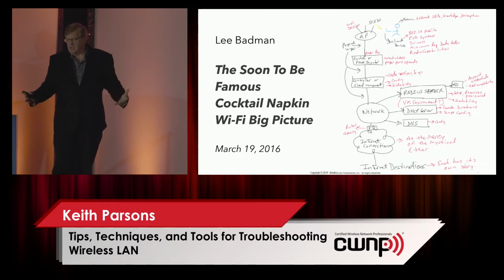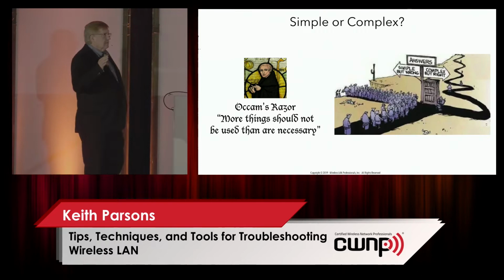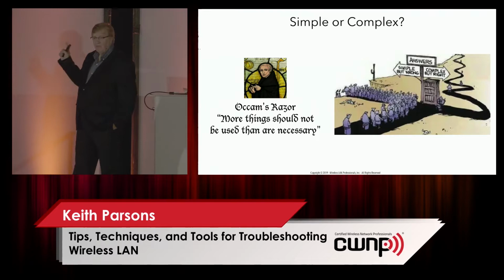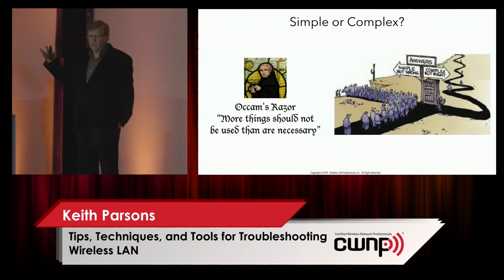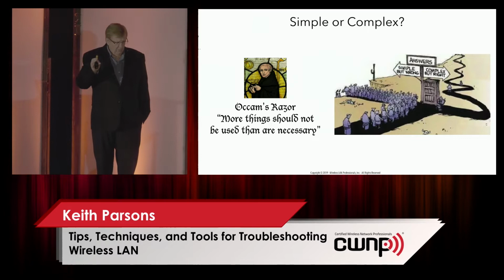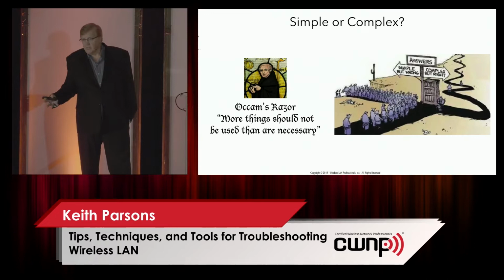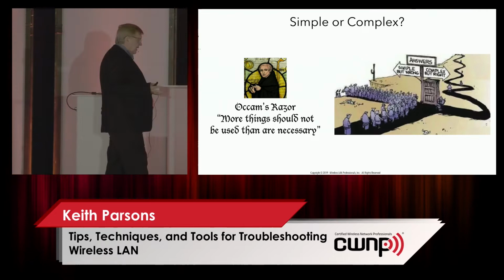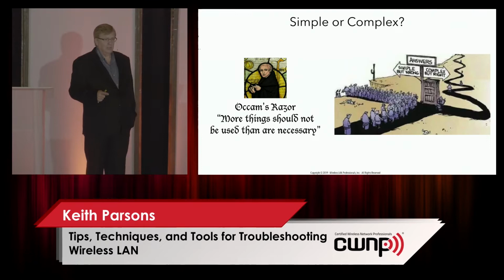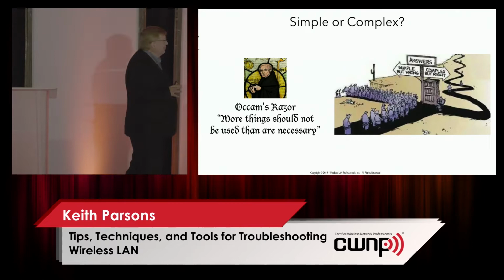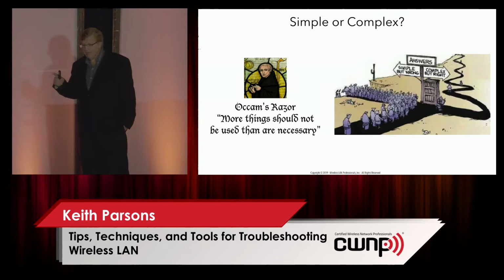Okay, so is troubleshooting Wi-Fi a problem on the left or a problem on the right? On the left is Occam's razor. Occam was a priest hundreds and hundreds of years ago, and what he said was, more things should not be used than are necessary. He actually said it in Latin, so I put the Latin down, but I didn't think you'd get it. Basically, the simplest answer is probably the right answer. So when we have Wi-Fi, should we just say the simple answer is the answer? And a lot of people then go, bad Wi-Fi, put up another AP. Problem solved, simple. Or on the right side, you have simple yet wrong, and everyone's going down that path. Or you have very complex, but no one's going down that path.